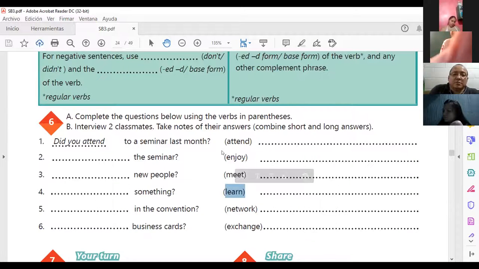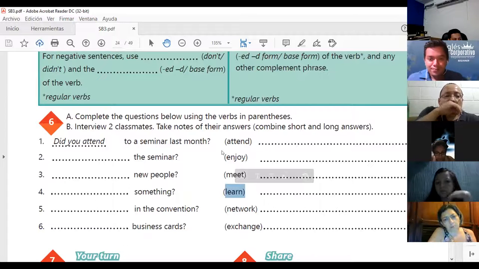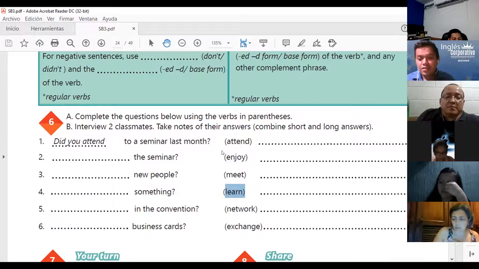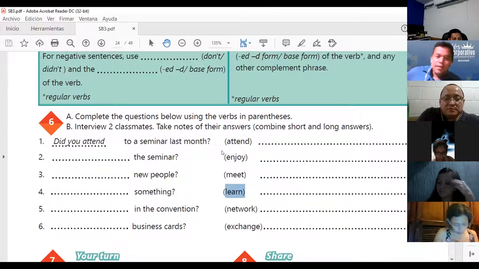Let's do it. Vamos a hacerlo entonces. Let me know when you finish. This is part of what we were doing yesterday. So let's copy the information and let's finish the questions. Si tienen alguna duda, please let me know. Háganmelo saber.